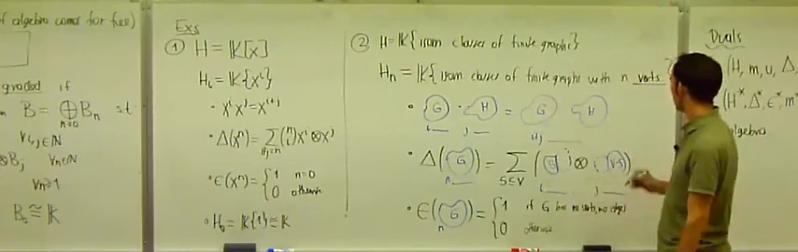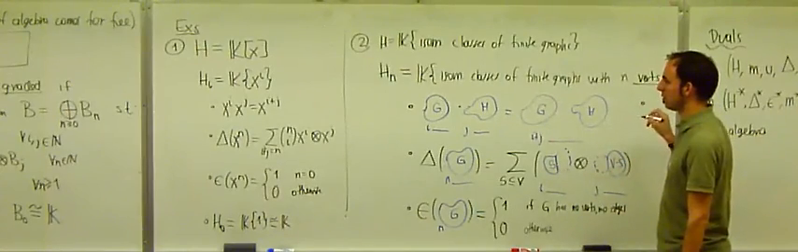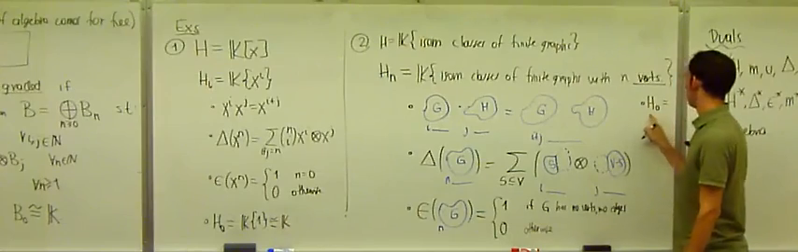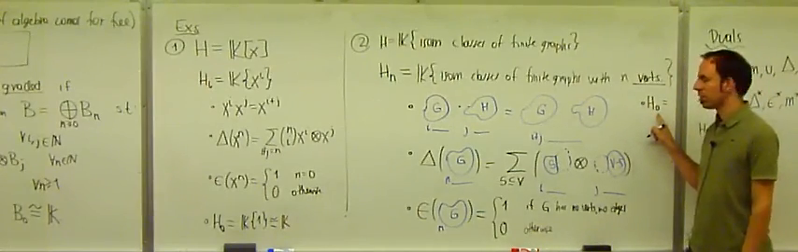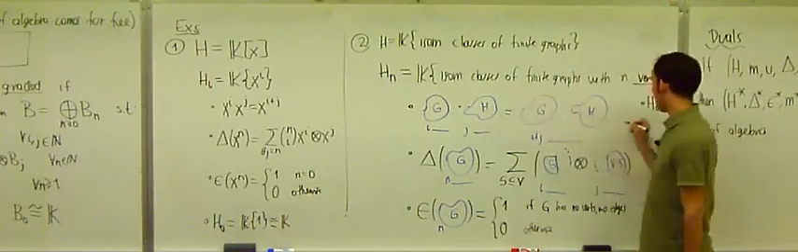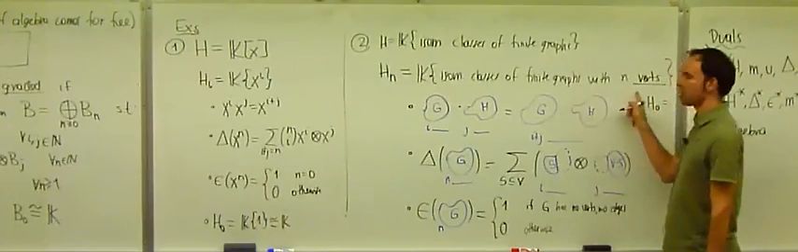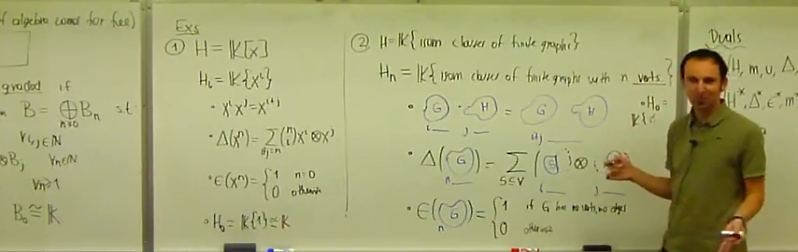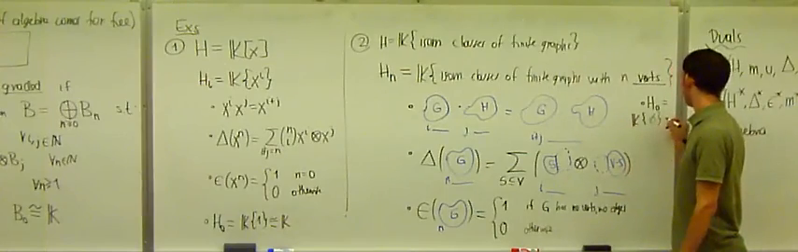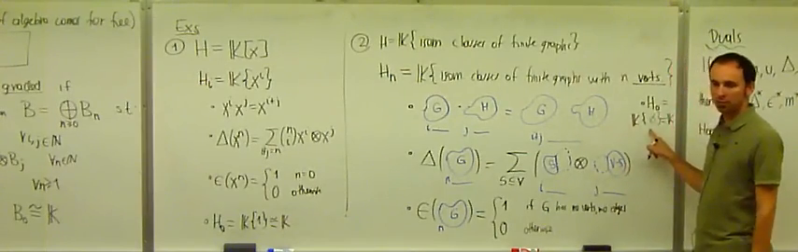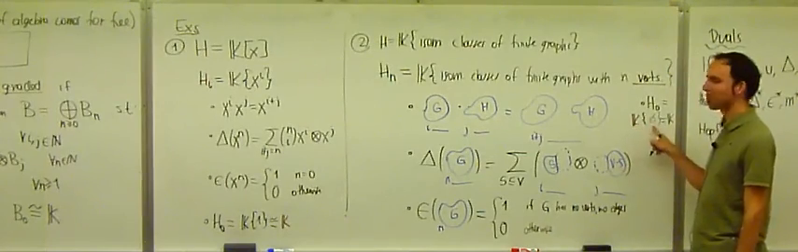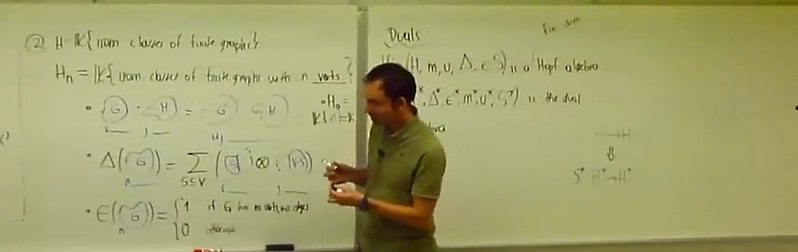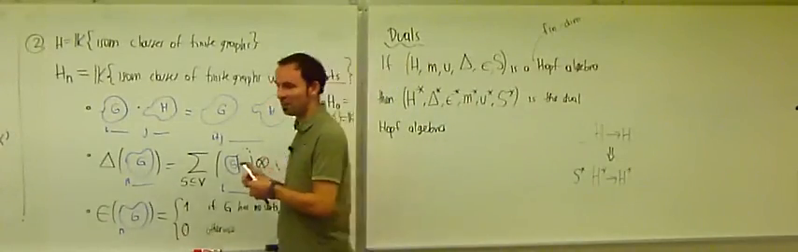So that means that this is graded, and is this connected? What is H_0? H_0 is the span of the isomorphism classes of finite graphs with 0 vertices, and there's not that many graphs with 0 vertices, right? There's only one, which is the one that has no vertices and no edges. So this is K. I mean, it's the span of the trivial graph, and therefore it is a copy of K. So this is a connected, graded bialgebra.